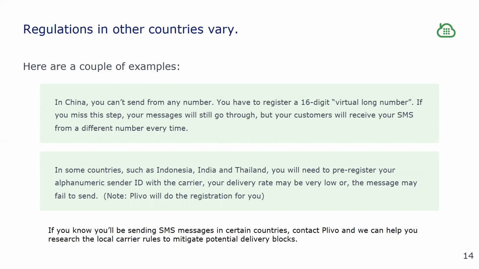In other countries like Indonesia, India, and Thailand, you can't dynamically set your alphanumeric sender ID. You need to pre-register it with the carrier in advance. In these cases, your message sends might actually fail unless you have one of these sender IDs pre-registered. Again, we do that for you. It's just important to know there are some nuances to this.